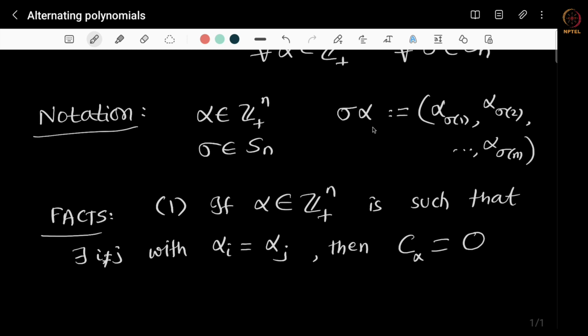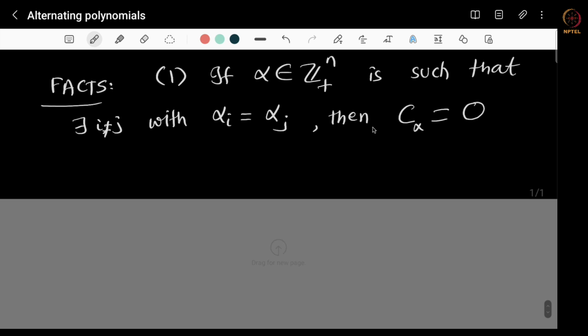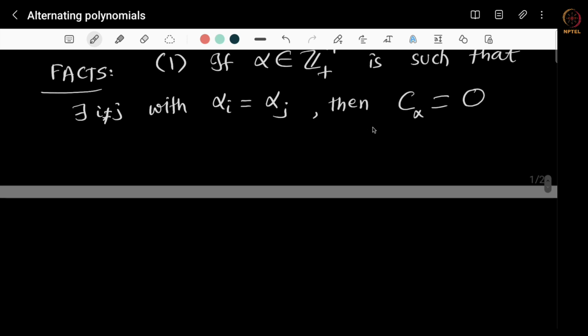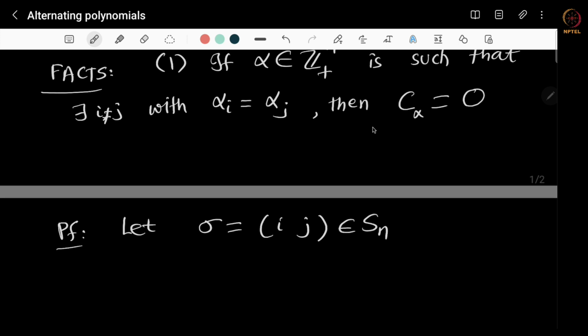Okay, in other words, if alpha is not distinct, the entries are not all pairwise distinct, then C alpha is 0. Okay, why? The proof is very simple. All you have to do is take the sigma which interchanges those two entries. Proof: let sigma just denote the transposition ij in Sn, the permutation which interchanges i with j. Then observe the multi-index sigma alpha, so this is our new notation, is the same as the multi-index alpha.